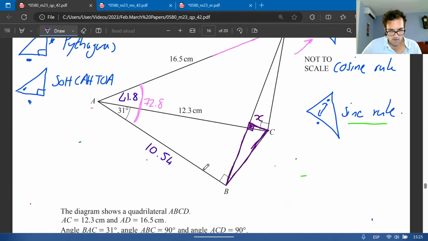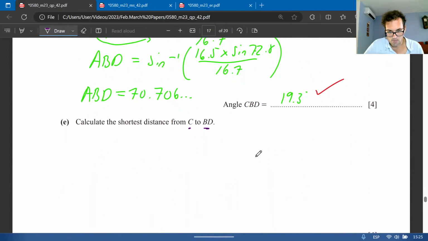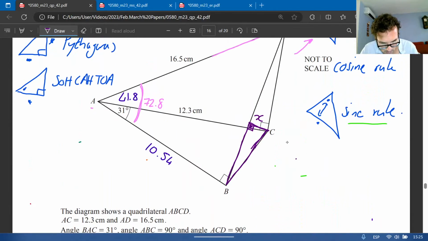What information do we have here? Not much. We know this angle, we just worked it out, and my answer was 19.3. So I'm going to use that. We got this angle here, 19.3. Is there anything else I can find out? Yes, I can and I will.